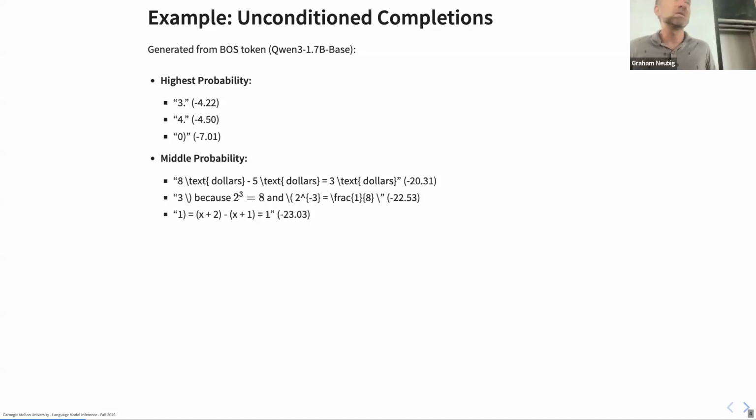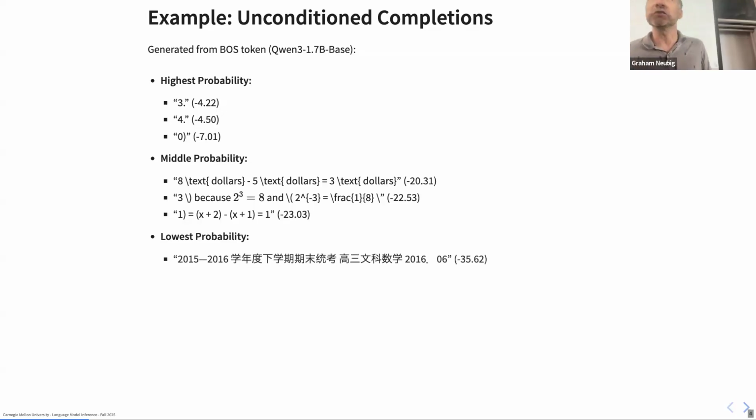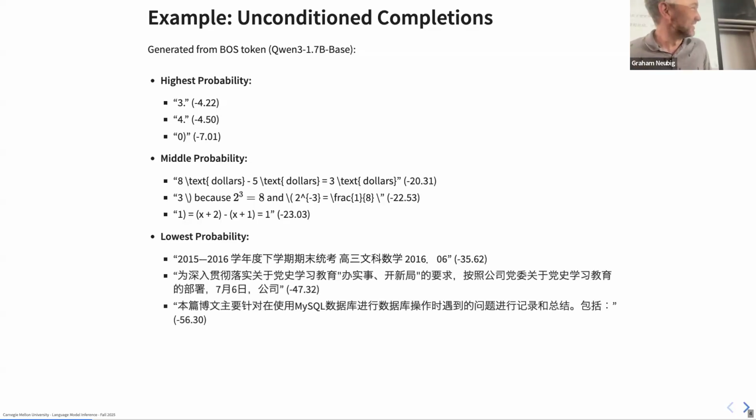Also a lot of math. And then the lowest probability ones, which are still high probability because we're sampling 100 and picking the lowest probability ones, were mostly Chinese, actually. So lots of Chinese. I don't know if this is good Chinese or bad Chinese. Political Chinese? Okay, well, you could guess what Qwen was training on.